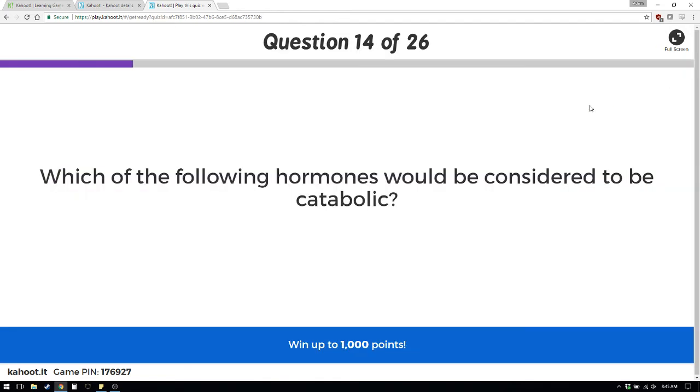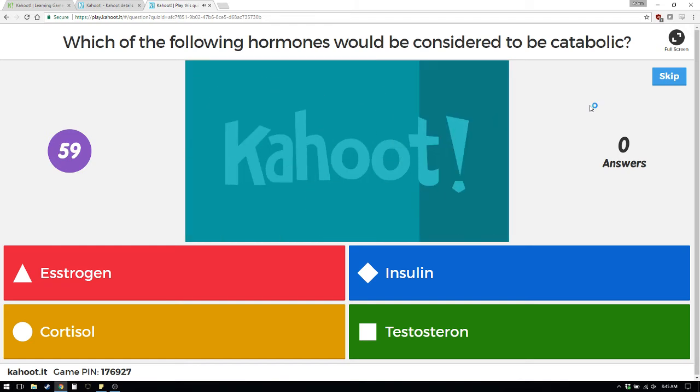Which of the following hormones could be considered to be catabolic? It's not dogabolic. Catabolic. I misspelled testosterone. I meant testosterone.